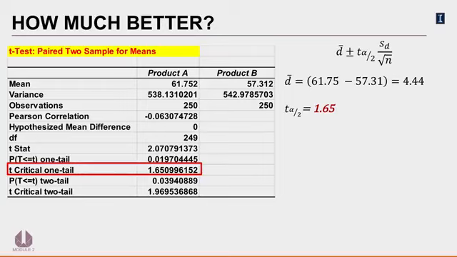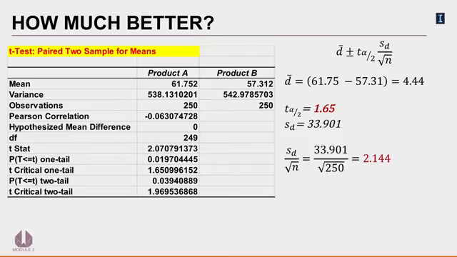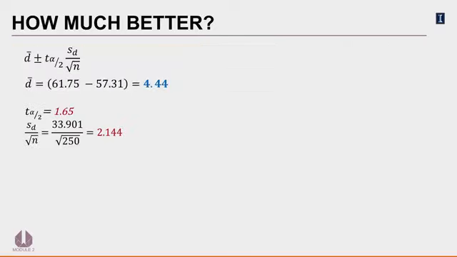We need to calculate the standard deviation of the differences separately. This is not done in Excel automatically. I have done this and found it to be 33.901. You can watch the Excel video demonstration to know exactly how I got this value. Now we can calculate the standard error, which is 2.144. Now we are ready to calculate the margin of error and then the confidence interval for the mean difference.